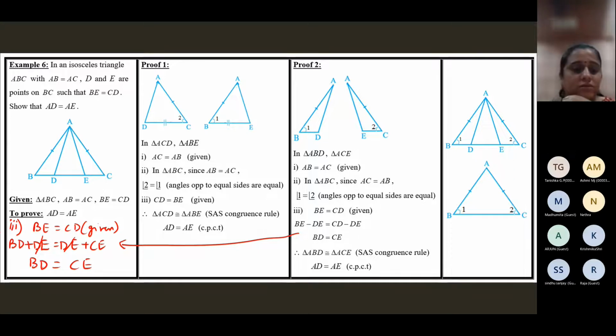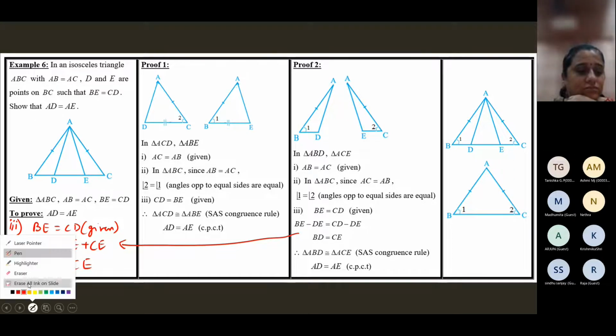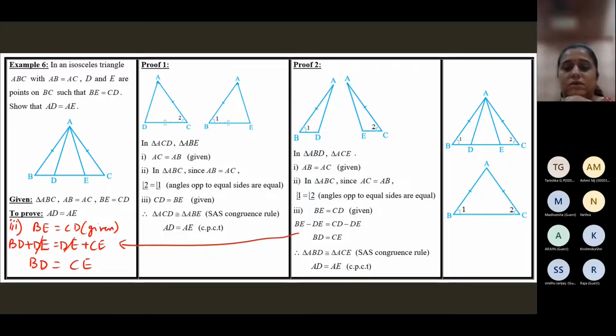So in the other method, in the two triangles, this information is given: AB is equal to AC is given, and then angle 1 is equal to angle 2. We already understood. And then using this method, by subtracting, which I've shown here, you can show that BD is equal to CE. BD of this triangle is equal to CE of this triangle. So by the SAS rule, the two triangles are congruent. By CPCTC, AD is equal to AE.